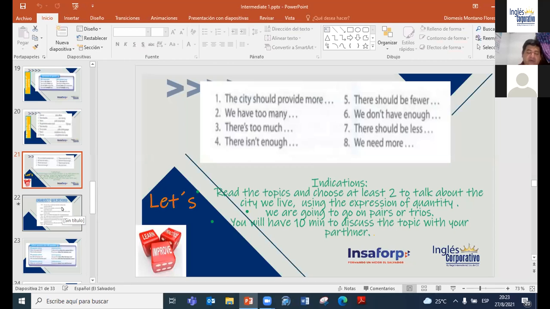Puede ser basurero o bancas en el parque.